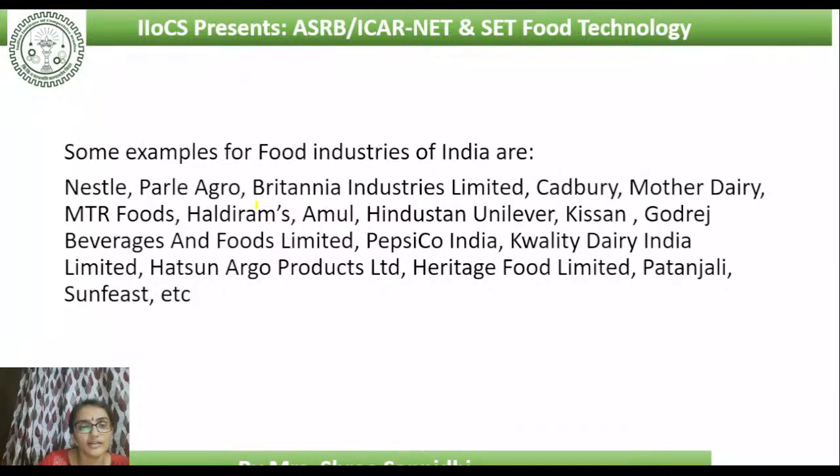So to give some examples for food industries in our country, it is Nestle, Parle Agro, Britannia Industries Limited, Cadbury, Mother Dairy, MTR Foods, Haldirams, Amul, Hindustan Unilever, Kisan, Godrej Beverages and Foods Limited, PepsiCo India, Quality Dairy India Limited, Hatsun Agro Products Limited, Heritage Foods Limited, Patanjali and Sunfeast, etc.